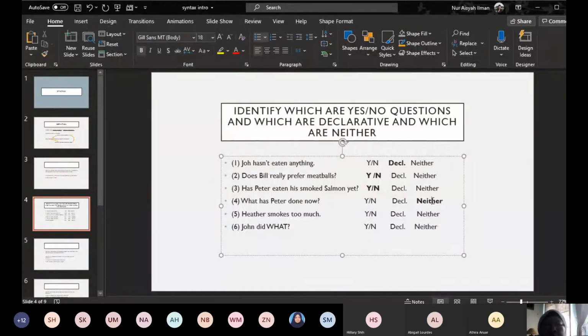Okay, good, thanks. So this is a WH question because you have to say sleeping or playing. The answer should be a verb. So it's not a yes no question. Heather smokes too much. Is it yes no question, declarative, or neither? Declarative.